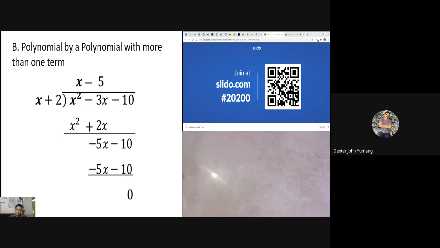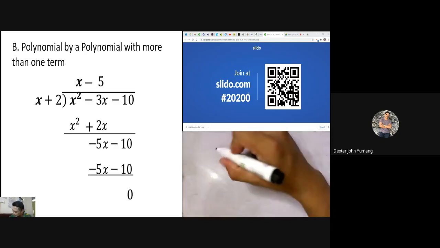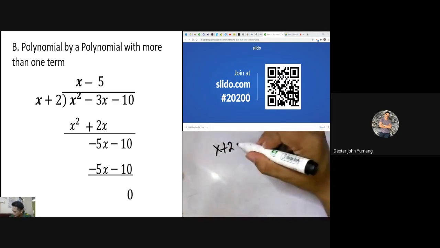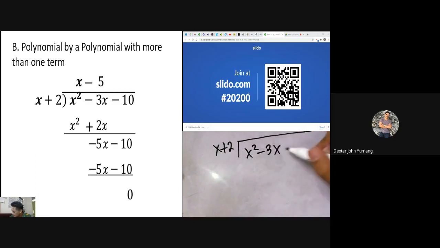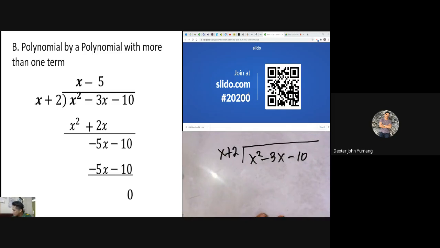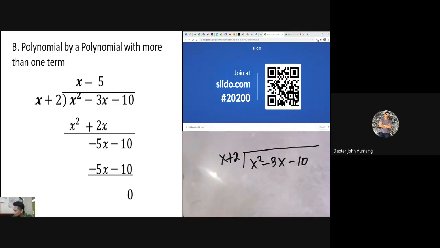So on the first activity that we have, we will first review the lessons on division of polynomials. To begin with, let us have this polynomial by polynomial with more than one term. Kindly look at the whiteboard. We have the given x plus 2, and we are going to divide this one by x squared minus 3x minus 10. So to solve this one, this is the process.